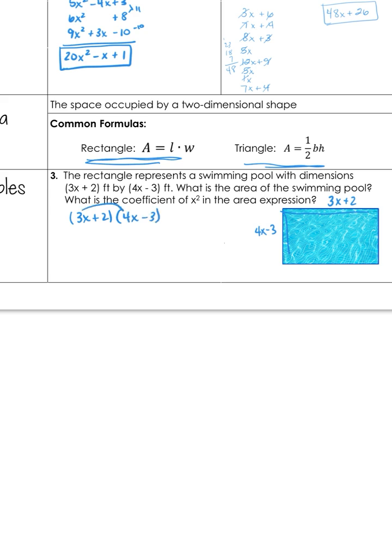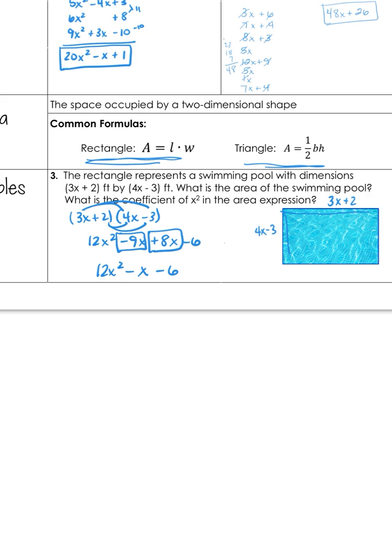We'll distribute our 3x. So 3x times 4x is 12x squared. 3x times negative 3 is negative 9x. 2 times 4 is 8. So we're going to do plus 8x. And here you could stack those again if that's easier. In this case, it's not a huge deal because I've only got the two things I'm going to have to add together. So I have negative 9x and positive 8x. That's going to give me negative 1x. So this is 12x squared and then minus 6.